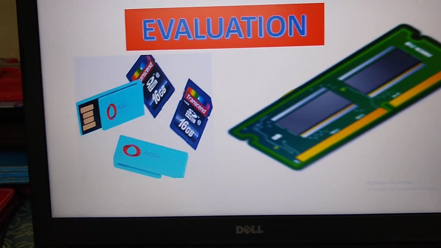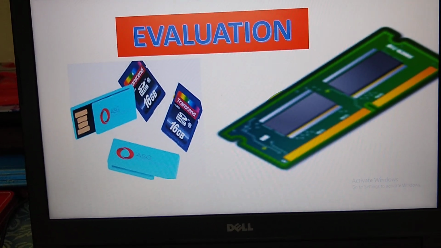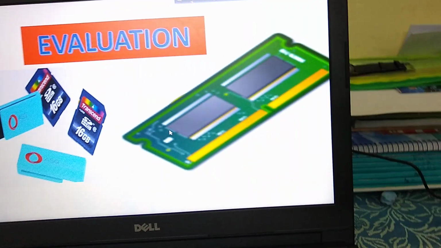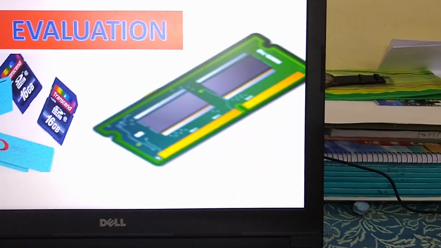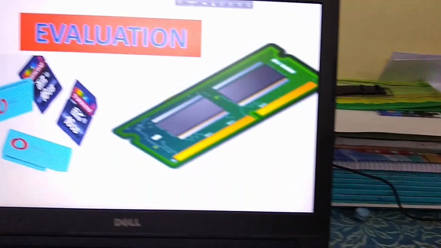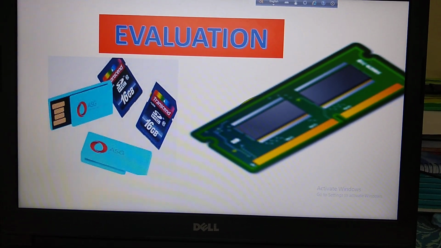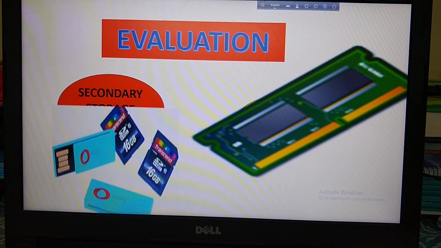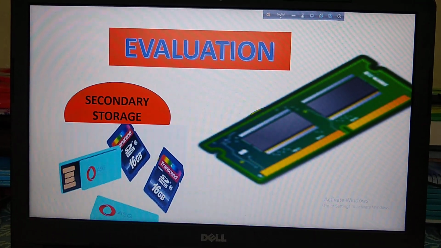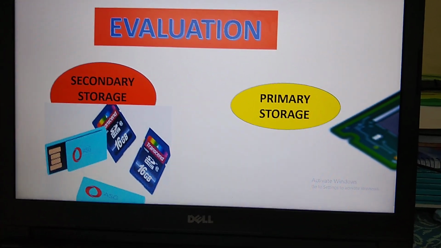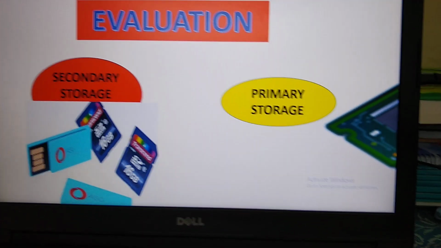So what is this? Is it a primary or secondary storage device? And there is another one, it looks like a scale. What I said its name earlier, can you remember? That is RAM. So what type of device is this? Let us check your answer. What do you think? The first one is secondary storage. The second one is primary storage. So I mean you have got your answer.